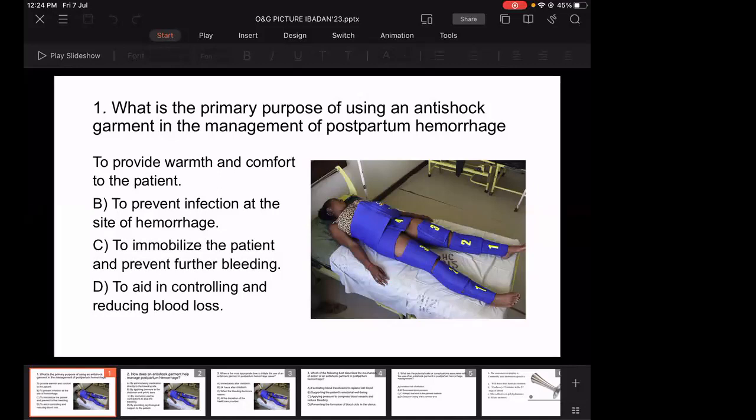Postpartum hemorrhage is excessive bleeding after childbirth. Can you quantify it? More than 500 mils in spontaneous vaginal delivery, and more than 1,000 mils in cesarean section. Yes. And then we have primary postpartum hemorrhage and secondary postpartum hemorrhage. And then it can as well be minor or major. Minor blood loss is less than 1,000 mil, and then major is more than 1,000.